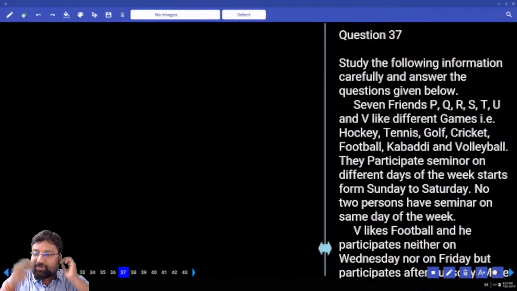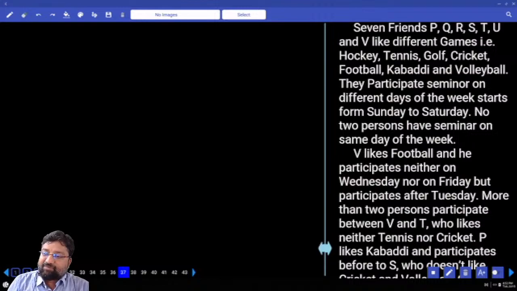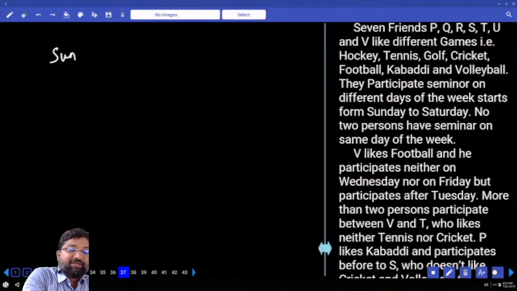7 friends, P, Q, R, S, T, U, V, like 7 different games: hockey, tennis, golf, cricket, football, kabaddi and volleyball. They participate in a seminar on different days of the same week, starting from Sunday to Saturday. Be careful, he said, starting from Sunday to Saturday. Remember this: Sunday, Monday, Tuesday, Wednesday.